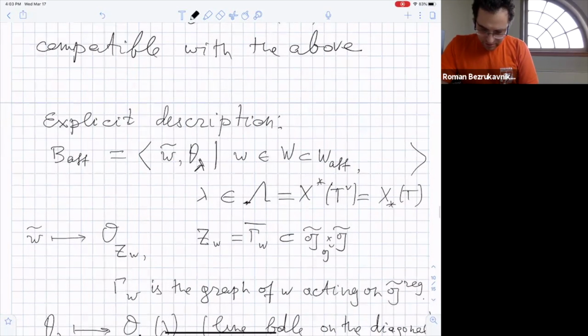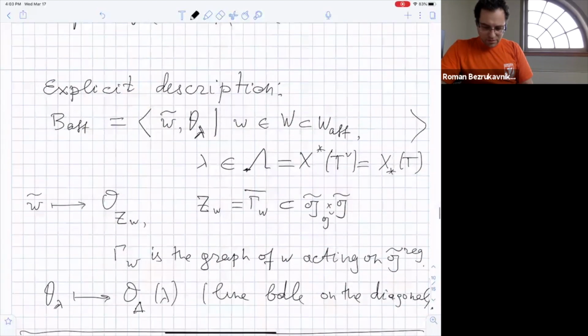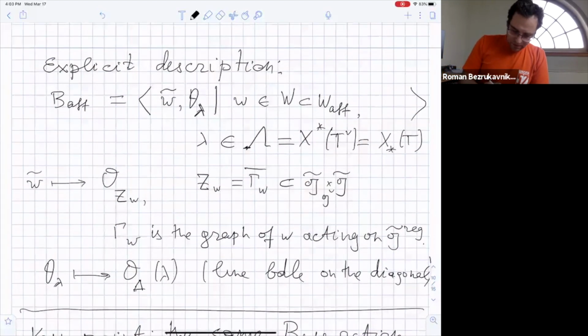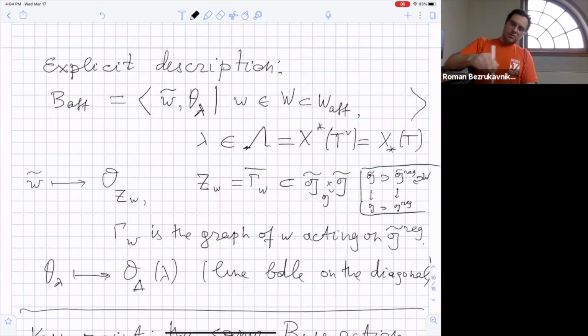Okay, so there is that system of generators, and a particularly nice answer. There are these two versions, with G tilde and with N tilde. Let me state the one with G tilde. Then these things corresponding to finite Weyl group elements, they just go to the structure sheaf of the closure of the graph. So remember, we have this Grothendieck-Springer map. And if you restrict it to the regular locus, then it's going to be a ramified covering. So we have an action of W, and for every element of W, you can take the graph of that action, take the closure, and take the structure sheaf of that closure.